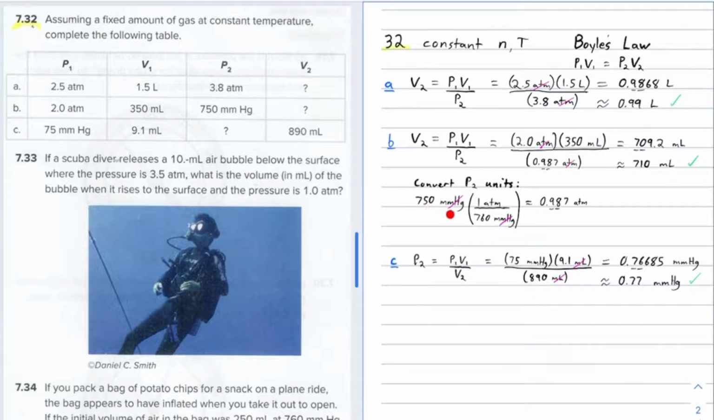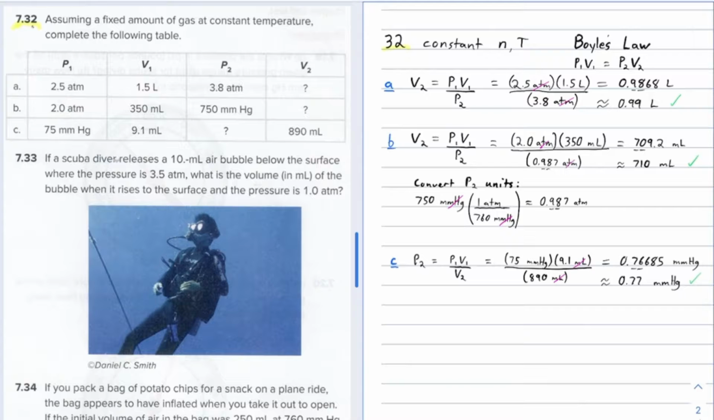Take your 750 millimeters of mercury. 1 atmosphere is 760 millimeters of mercury. That's the conversion factor that gets rid of millimeters of mercury, changes it to atmospheres, and doing the calculation, it's 0.987 atmospheres. So plugging that in for P2, and then you got P1, P2, and then V1. Okay, now you can see the units are going to cancel, and doing the calculation, you have 709.2, and this time the units are milliliters because that was the units of V1. Okay, and that'll round to 710 milliliters.